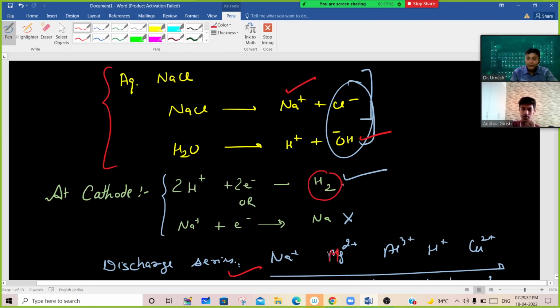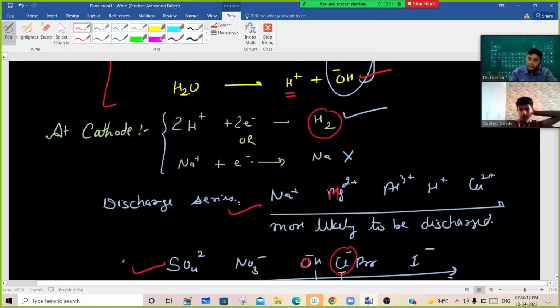It means after electrolyzing it, we will be left in the solution with sodium hydroxide. This is the phenomenon by which we can produce sodium hydroxide. To prepare sodium hydroxide, we can go for the electrolysis of NaCl. If you do the electrolysis of sodium chloride aqueous solution, hydrogen will go as H2 gas, chlorine will go as chlorine gas, and in the resulting solution I will have sodium hydroxide.